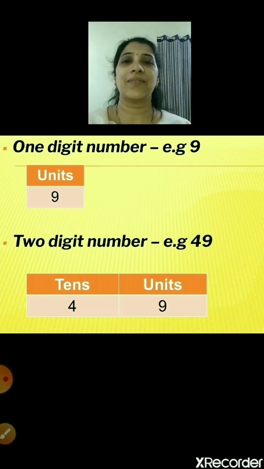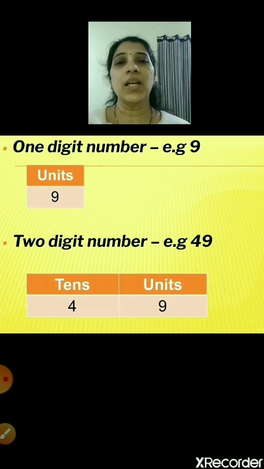So first we had started with the one digit number. I had taken the example here as 9. Students, it's not necessary that whatever examples I am taking, only those numbers are one digit numbers. You can take the numbers of your choice too. Any number which is containing a single digit is called a one digit number. From 0 to 9, that is 0, 1, 2, 3, 4, 5, 6, 7, 8, 9, these all are one digit numbers. This one digit number has got only the units place. So 9 will come in the units place.